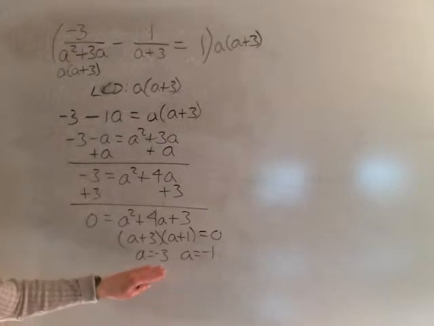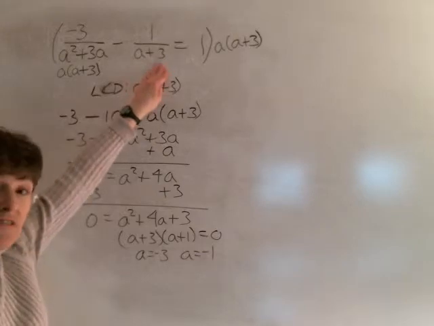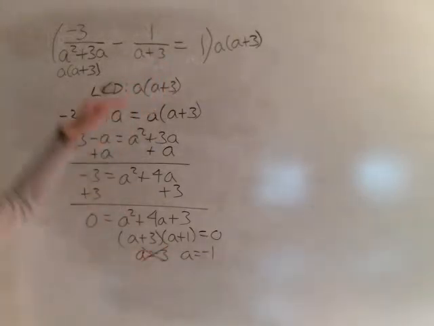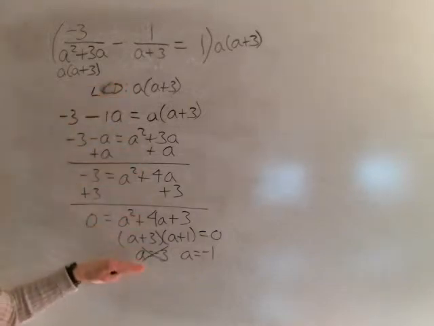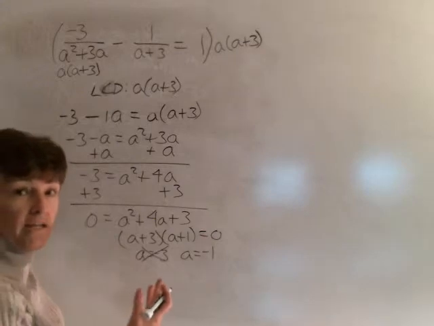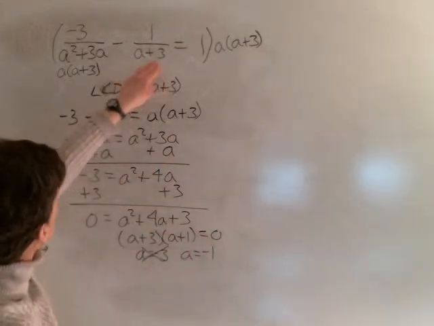Now when I go to test these, I notice that if a is negative 3, negative 3 plus 3 equals 0. This denominator is going to be 0. So a cannot equal negative 3. It isn't that I did anything wrong mathematically, because I didn't. But one of my answers is not in the domain of my function. But negative 1 does not cause a problem here.